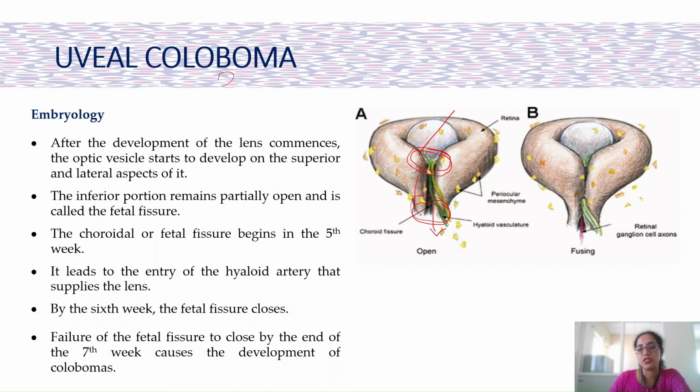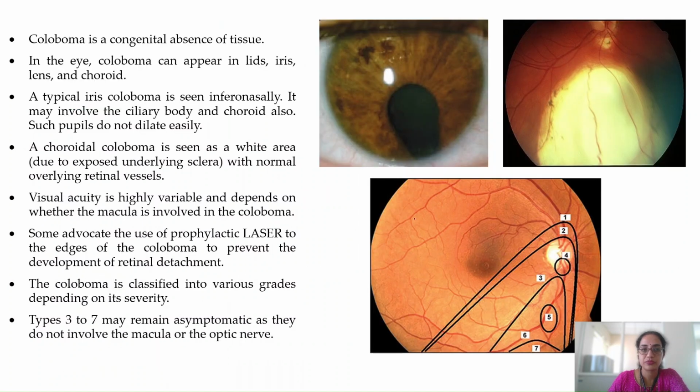When the whole fissure does not close, you get a continuous coloboma right from the iris to the choroid, and this is known as a complete coloboma. Coloboma in Greek means mutilation, and it is the congenital absence of a tissue. The typical coloboma is usually seen in the inferonasal quadrant.